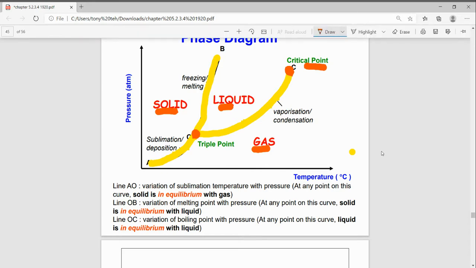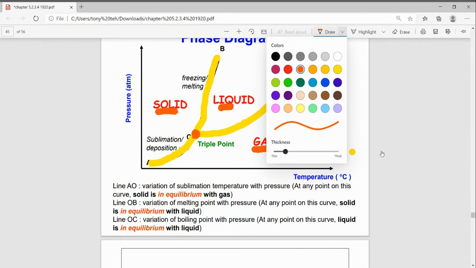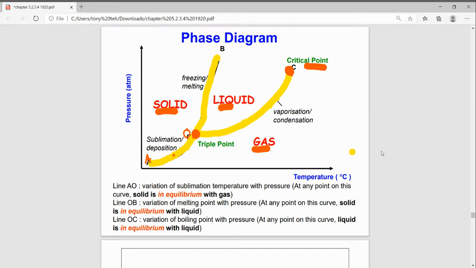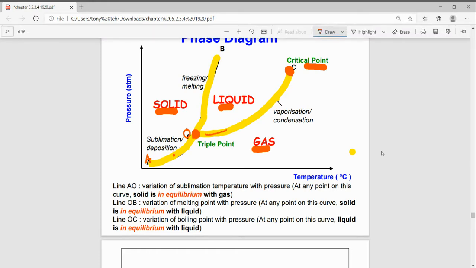Now let us look at the information given here. This one is A, O, B, and C. Line AO is the variation of sublimation temperature with pressure. At any point of this curve, solid is in equilibrium with gas. If I ask what this point represents, it means that solid and gas are in equilibrium. It is not solely gas or solely solid. If OB, it means that solid and liquid are in equilibrium. If it's OC, it is liquid and gas in equilibrium.